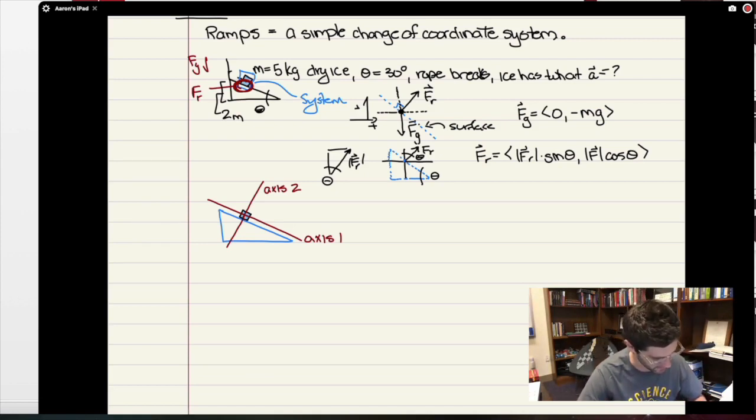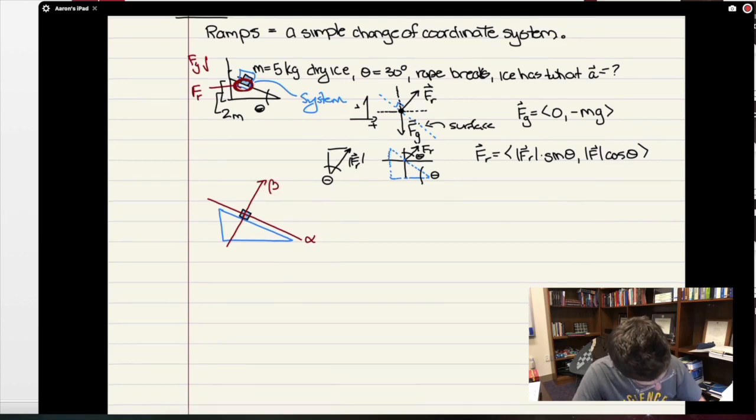And rather than calling them axis 1 and 2, because that's going to take too long to write, I'll call it axis alpha and axis beta. And I'll put some arrows to represent which directions I'm going to call the positive directions. And again, you are free to do this. You can put down a coordinate system to be whatever you want. Typically, people pick horizontal and vertical because that's what makes the most sense for the problem.